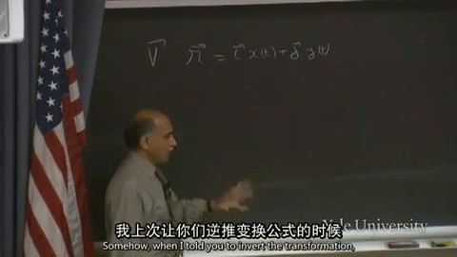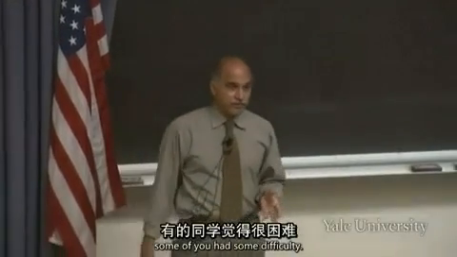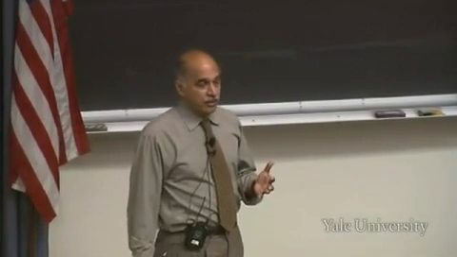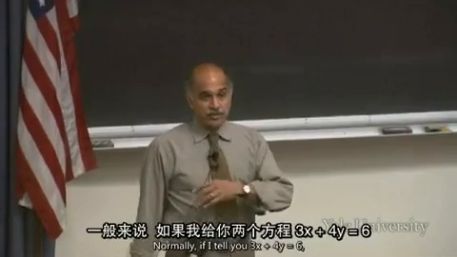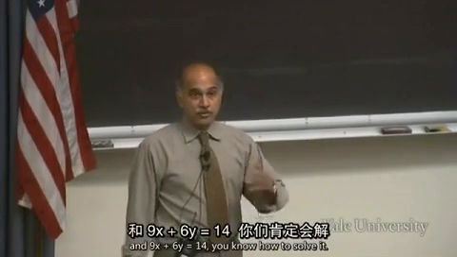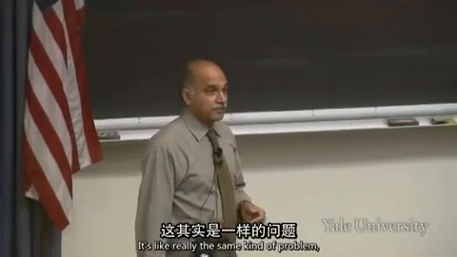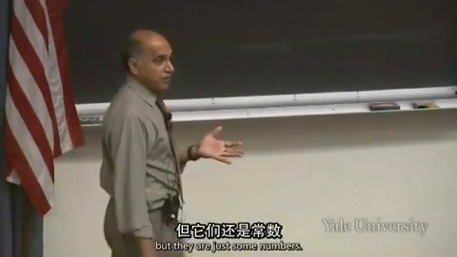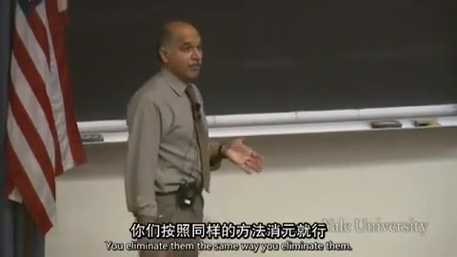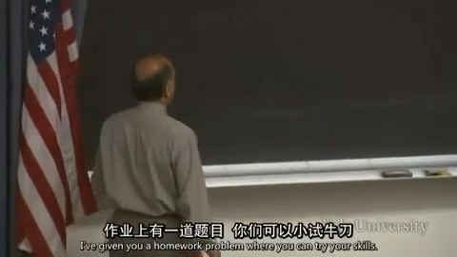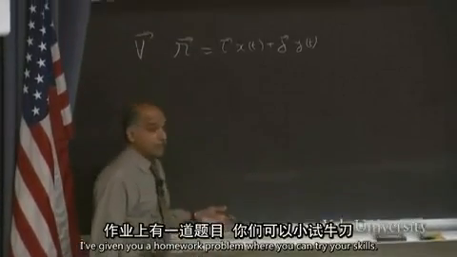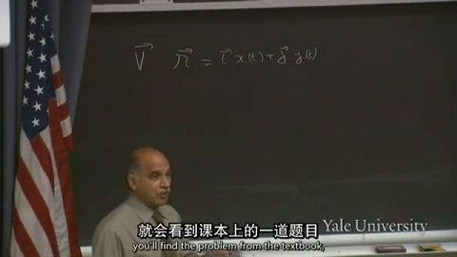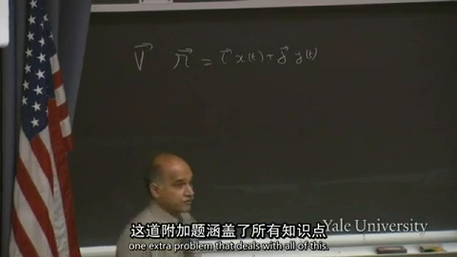Somehow, when I told you to invert the transformation, some of you had some difficulty. Maybe you didn't realize that they are just simultaneous equations that you solve. Normally, if I tell you 3x plus 4y is 6 and 9x plus 6y is 14, you know how to solve it. It's really the same kind of problem, except that the 3 and 4 were replaced by sine phi and cosine phi, but they're just some numbers, and you eliminate them the same way. But I've given you a homework problem where you can try your skills. So when you go today and look at the homework, you'll find, besides problems from the textbook, one extra problem that deals with all of this.